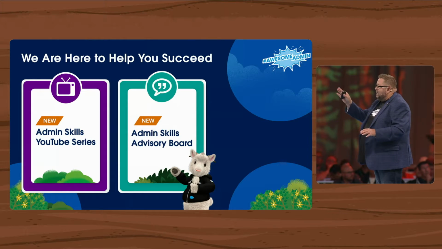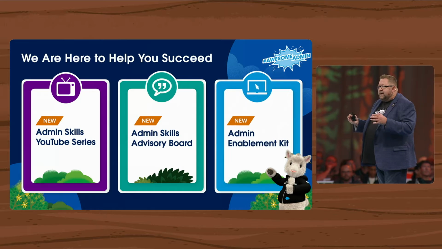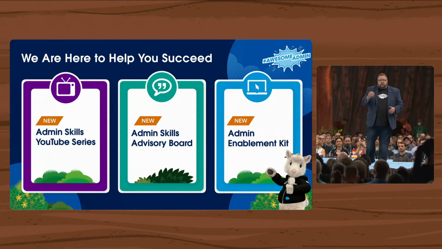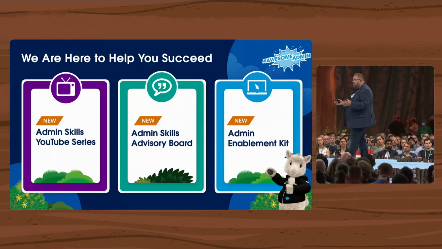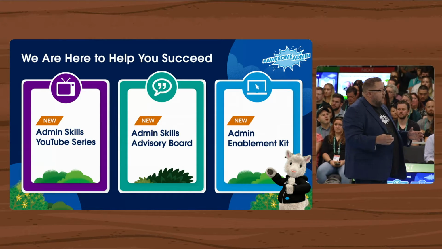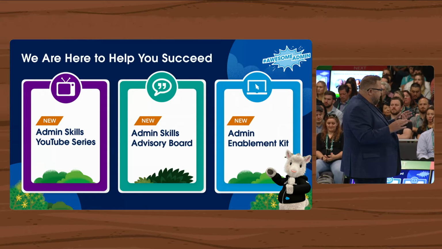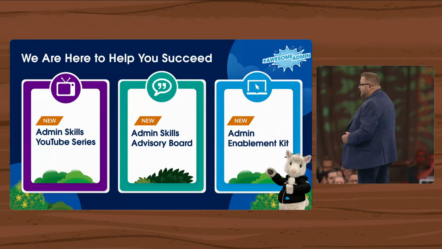But third, I got a little more space on this slide, so let's put something else up there. We're going to give you something very tactical, something you can take home, because tomorrow you need to be successful. So we are going to task the Admin Skills Advisory Board with creating an admin enablement kit. This kit will help you define your role, help you build a bigger team, help you define the future of Salesforce at your organization. So this is what we are building for you as the future of admin success.